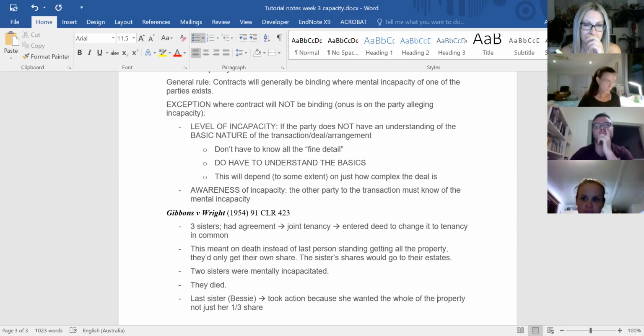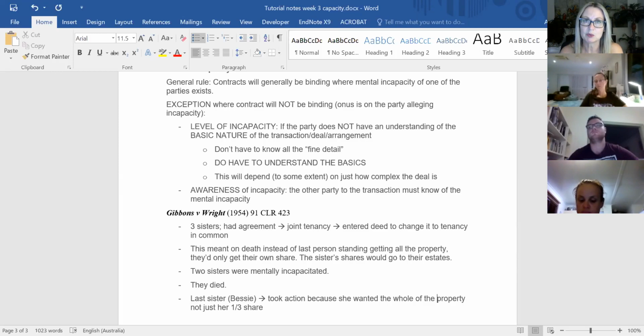But here, what Bessie wanted was obviously the whole of the estate. What the heirs and executors of the other sisters' estates wanted was for them to keep their share of the estate. Okay, so they didn't want that deed to be set aside at all. It was Bessie that wanted the whole of the property and she wanted that deed to be set aside. Okay. Now, the first prong of the test clearly was satisfied, wasn't it?